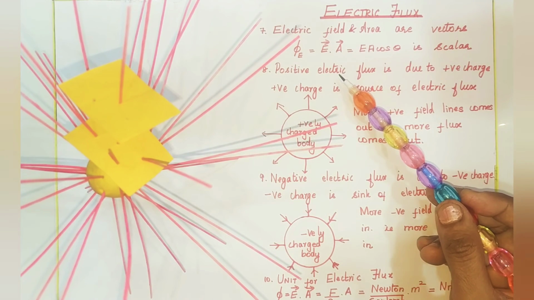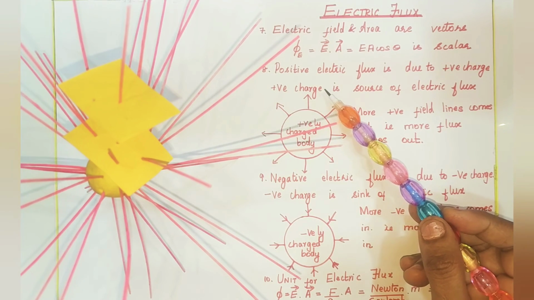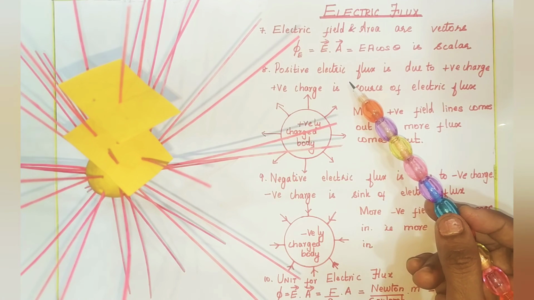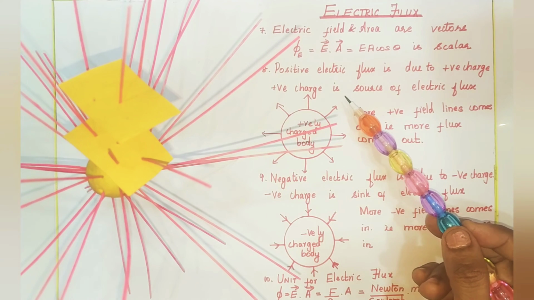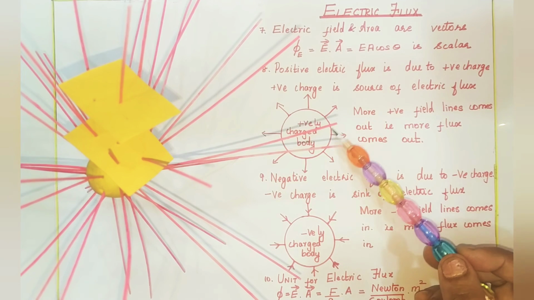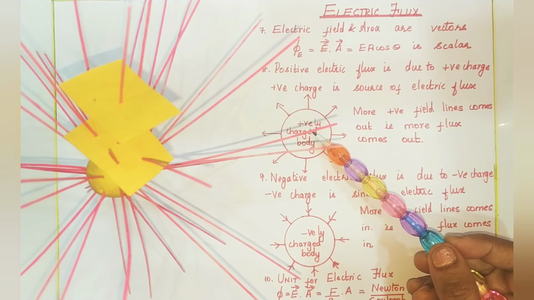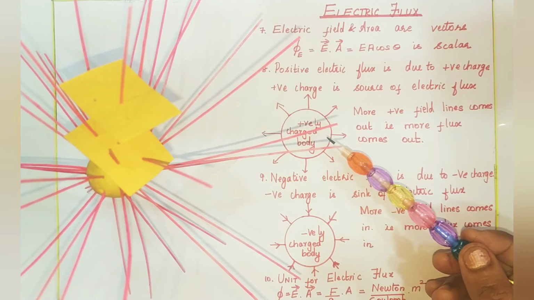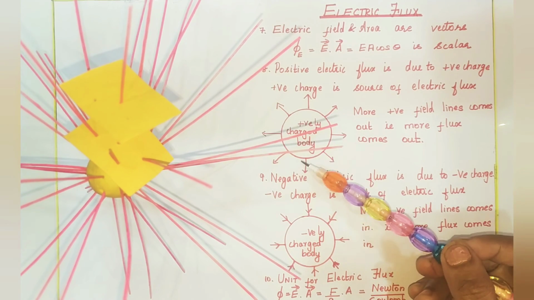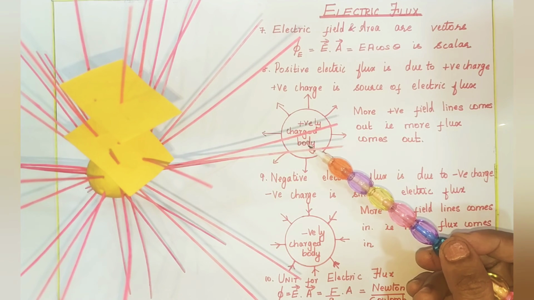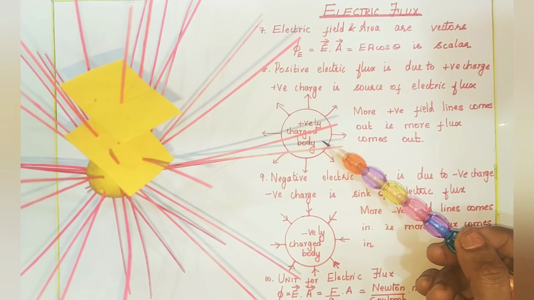Electric flux is a scalar quantity, and for a positive electric flux the charge is positive. If the source charge is positive, we know that the electric field lines will be radially pointing outwards. That is, the positive charge is a source of the electric flux. That is, more field lines come out. That is, more electric flux comes out. And so, positive electric flux is only due to a positive charge.